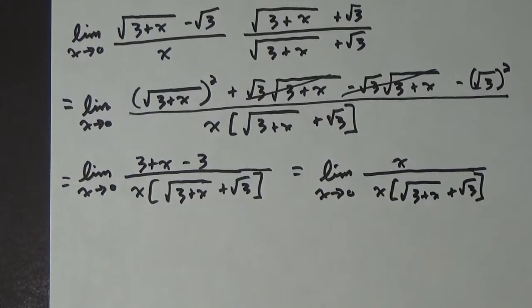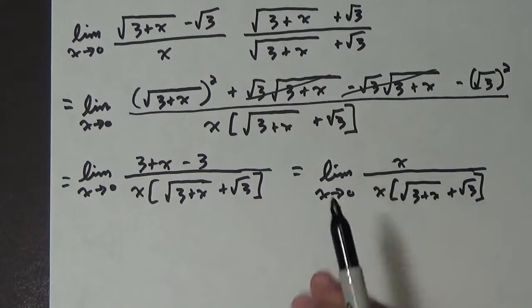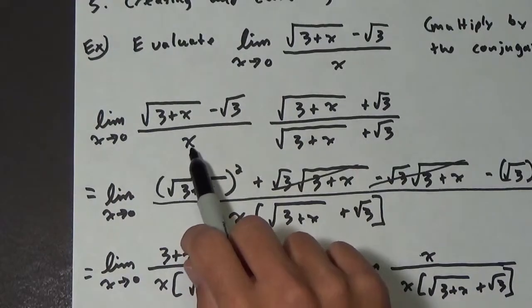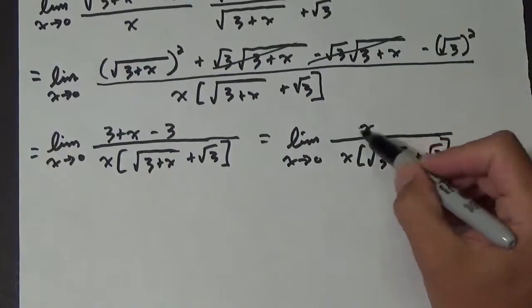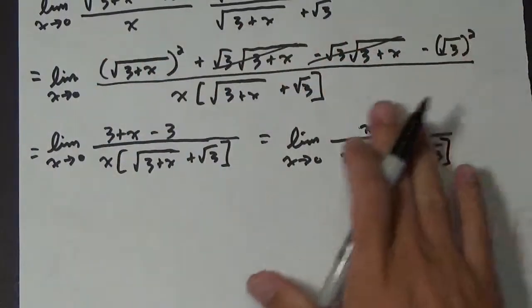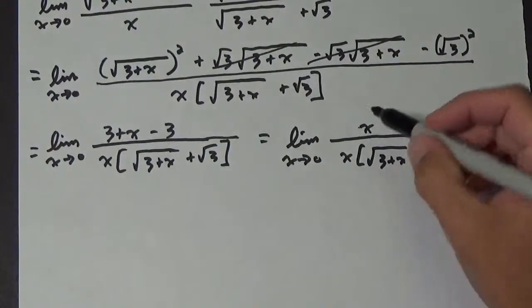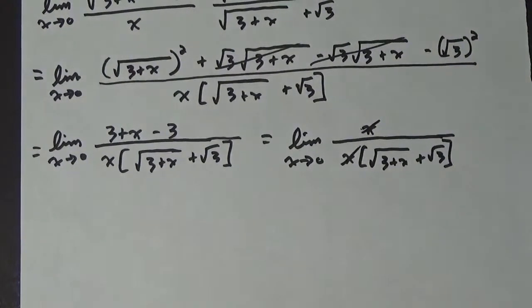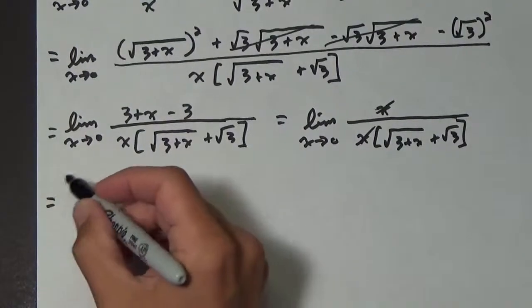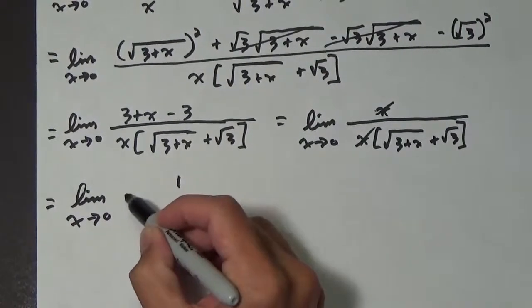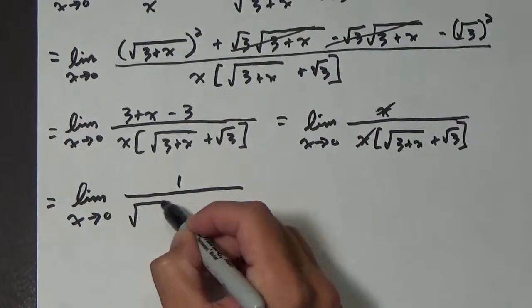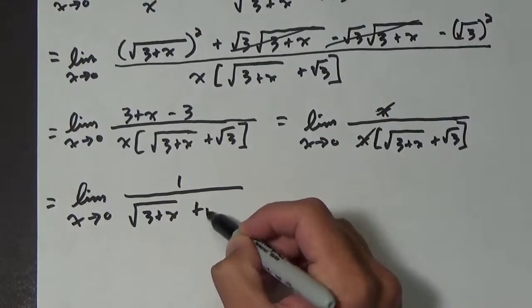Now this is the point where we figure out whether or not this is going to work. Because if you remember, the original problem was the fact that there was an x down here. So when we put in the 0, it was dividing by 0. Well, notice that after multiplying by the conjugate, we end up with an x in the numerator that we can cancel out with the denominator. And so this is going to equal the limit as x approaches 0 of 1 all over the square root of 3 plus x plus the square root of 3.